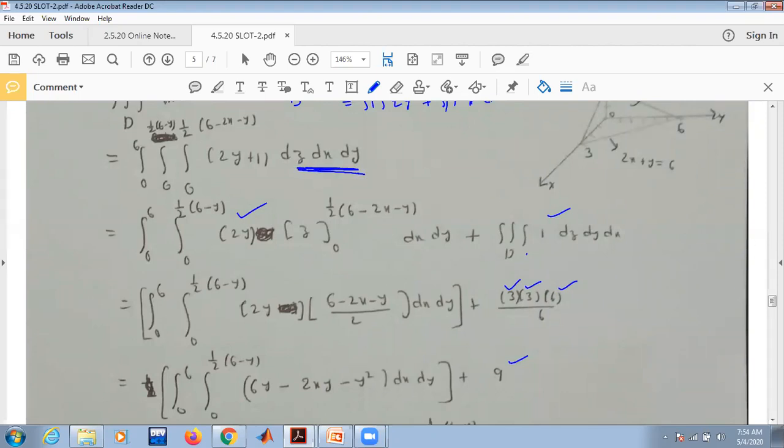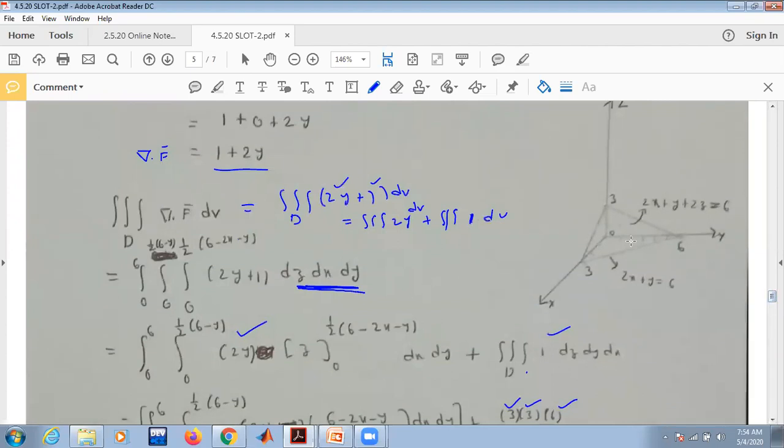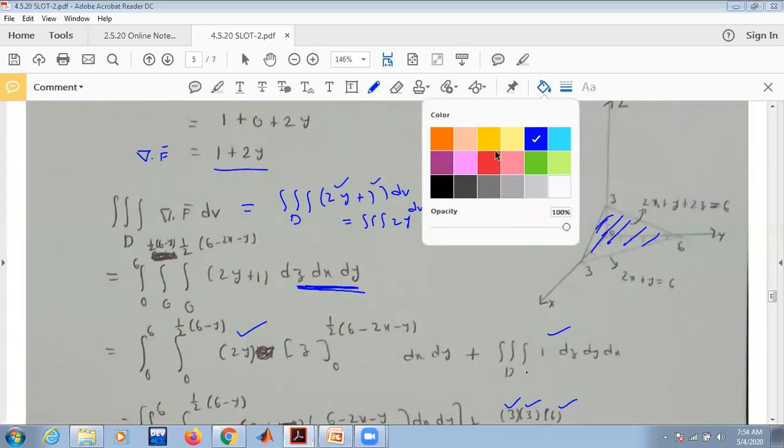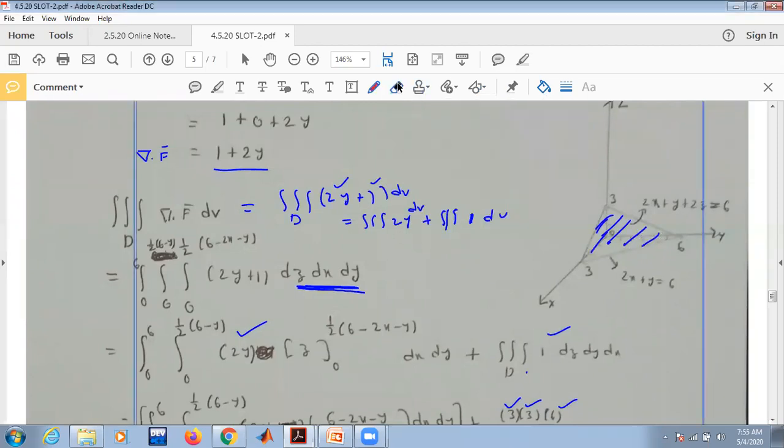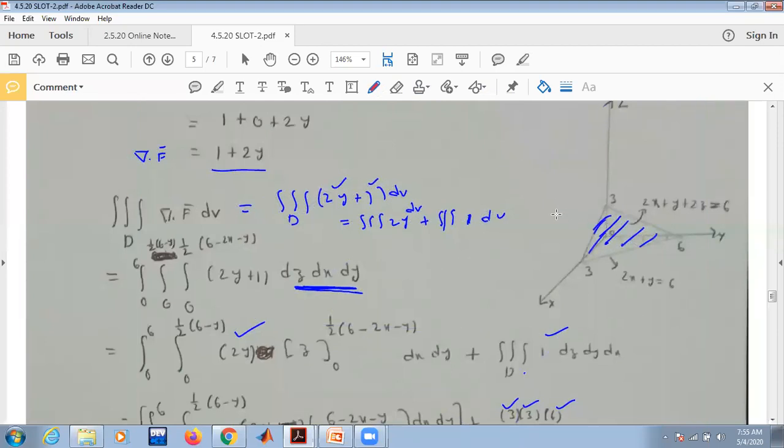What are the z limits of integration? For triple integral, you know the procedure. This is a solid region which is inside this prism, and what is the base of that solid? The base of the solid is this triangle. So you take this as the projection.